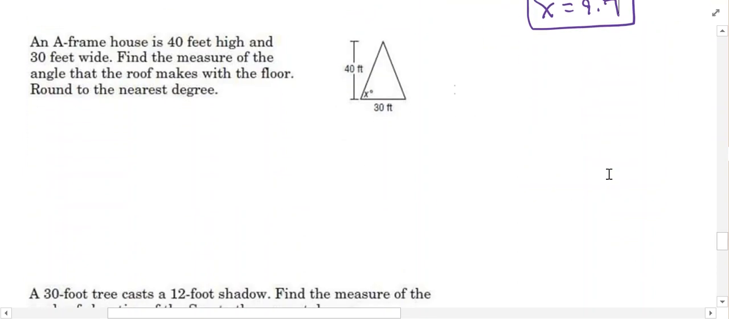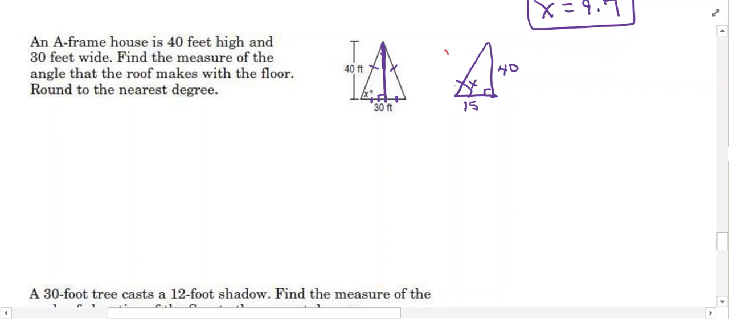In problem number 16, we've had this type of problem a few different times where you're given a triangle that's not a right triangle. They tell you it's an A-frame house, which makes it an isosceles triangle. So if I draw the altitude from that top angle down, it will divide the triangle equally in half, cutting this bottom in half. So I now have a right triangle where this is 15, this is 40, and I want to find that angle.